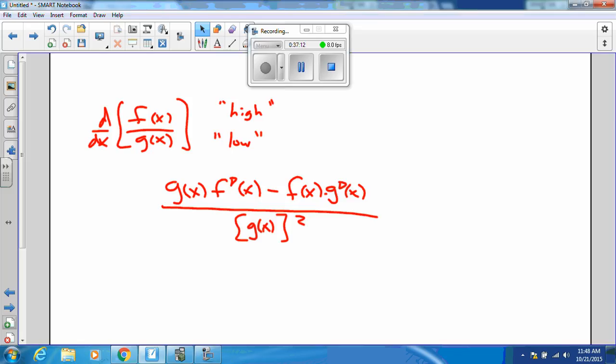If the quotient rule you wish to know is low D high, less high D low, draw the line and down below, denominator squared will go.